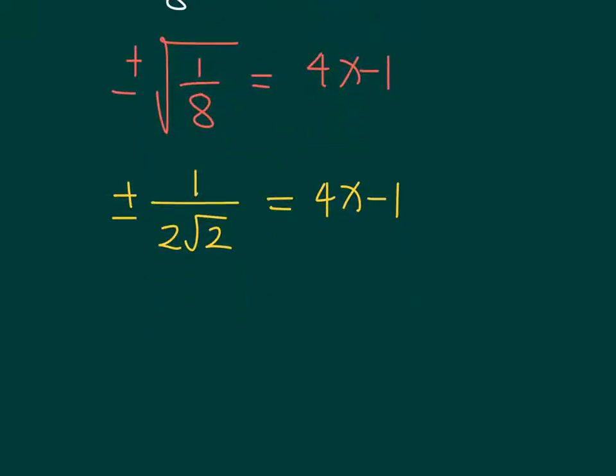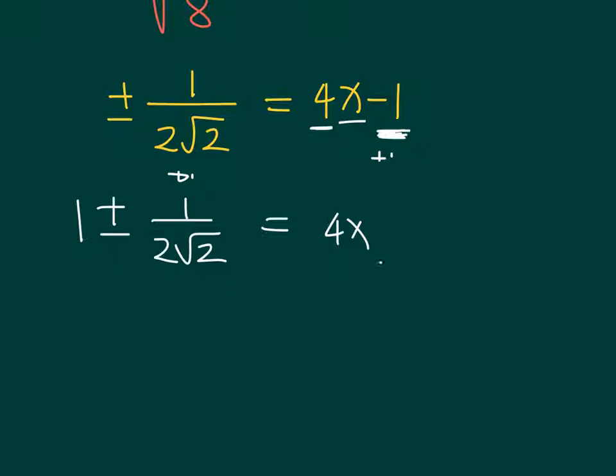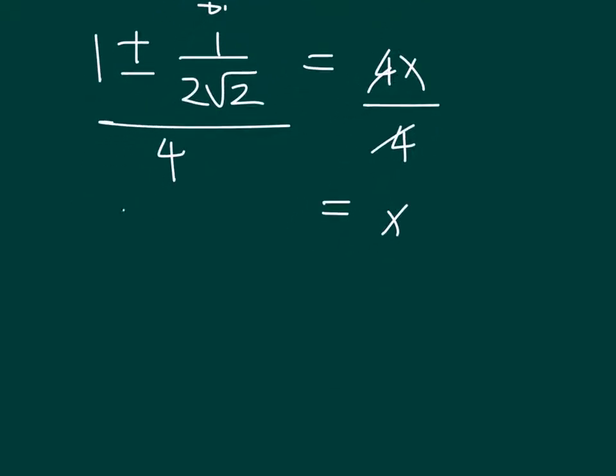Our goal is to solve for x, so we don't need the minus 1, we don't need the 4. Let's fix the minus 1. We have to add 1 on both sides. So that means 4x − 1 will become 4x. But this one will have 1 plus or minus 1 over 2 root of 2. Okay? And then finally divide both sides by 4. So that is your value of x. So 1 plus or minus 1 over 2 root of 2, over 4.